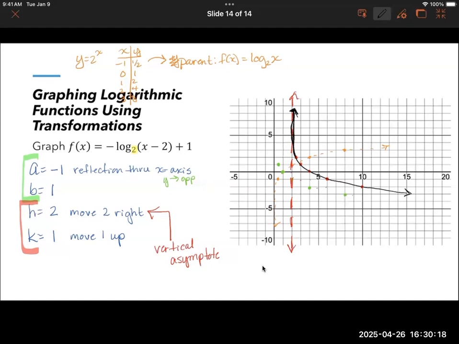All right, so that is how we graph our parent functions for exponential and logarithmic functions and how we can use transformations to graph more complex functions in each of those families.